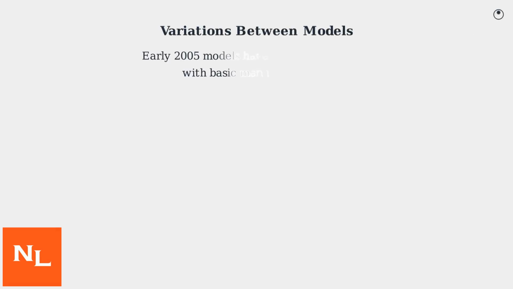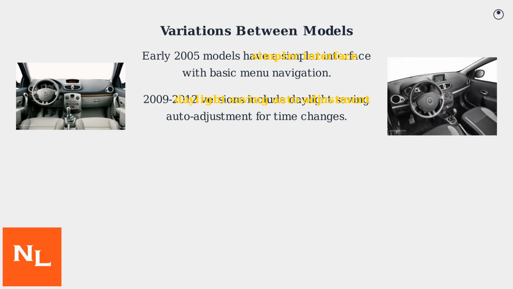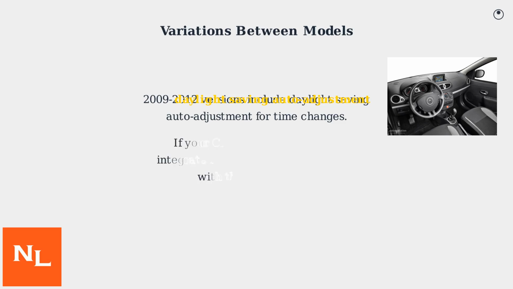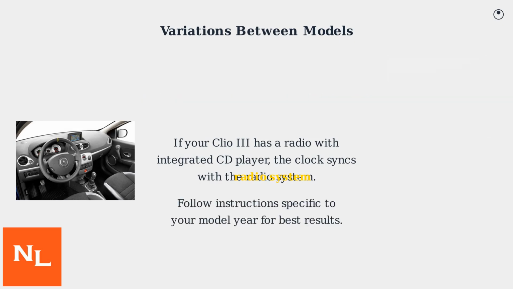Early 2005 models have a simpler interface with basic menu navigation. 2009 to 2012 versions include daylight-saving auto adjustment for time changes. If your Clio III has a radio with integrated CD player, the clock syncs with the radio system. Follow instructions specific to your model year for best results.